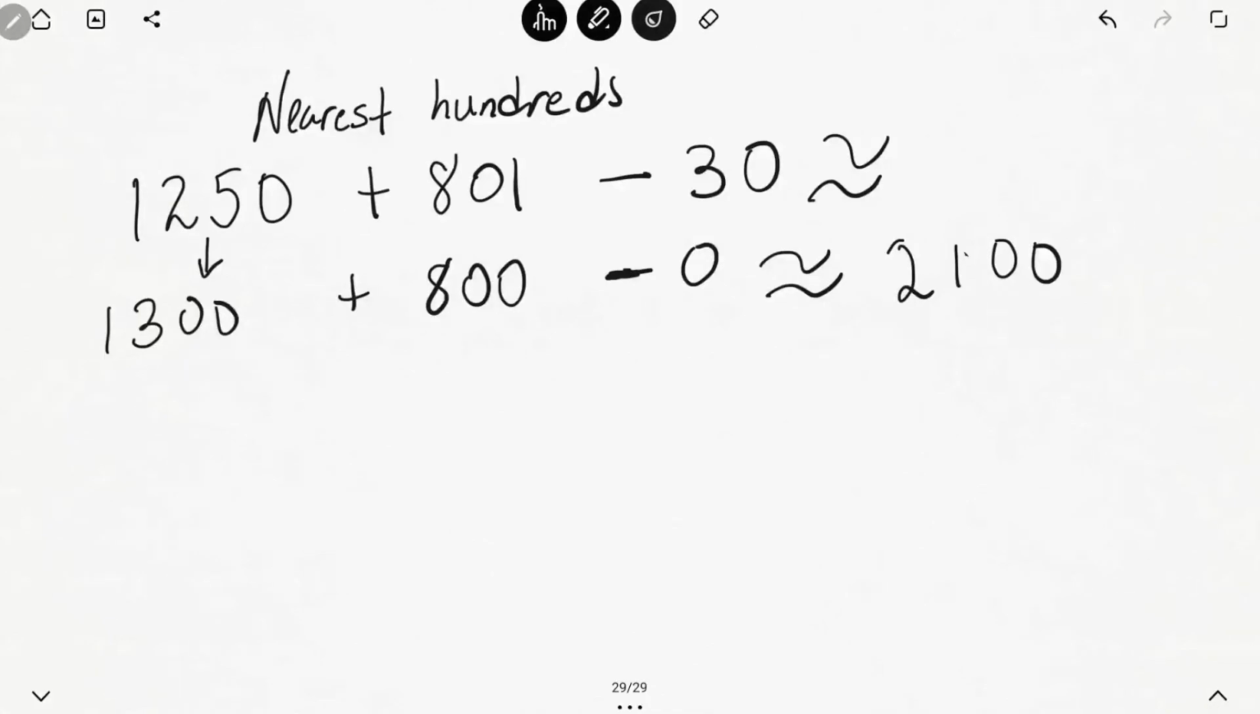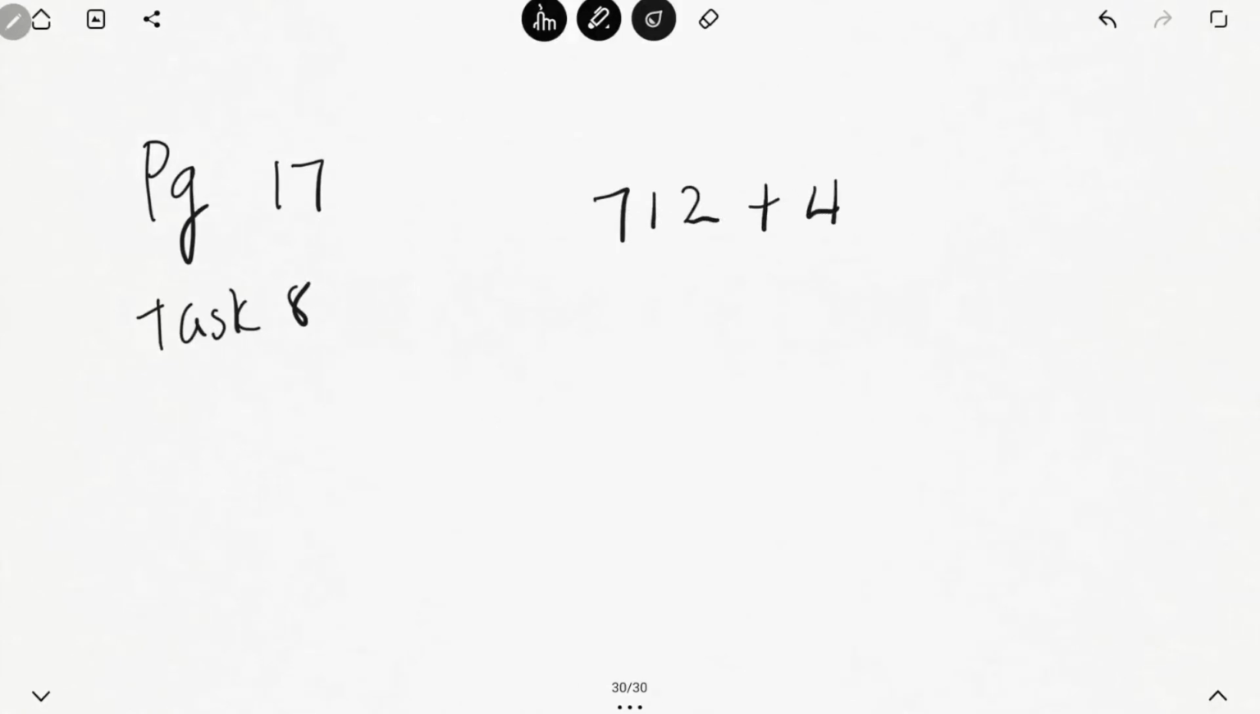All right, so now that I've shown you all of this, let's go to page 17. My battery power is going, but let's go to page 17 and look at task 8. All right, so they're asking us 712 plus 492. How do you find the answer to the nearest 100? You go ahead and do it. Pause the video right now and go ahead and do that question and then come back in.